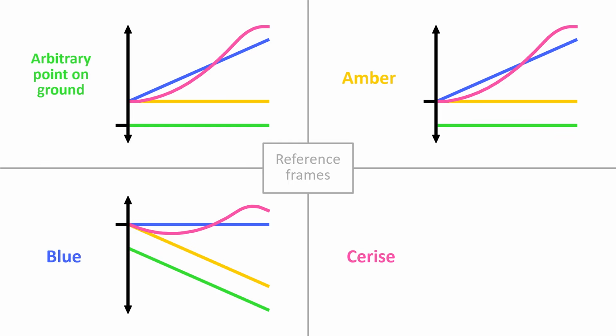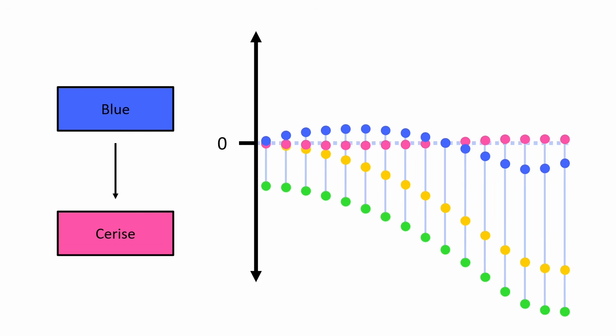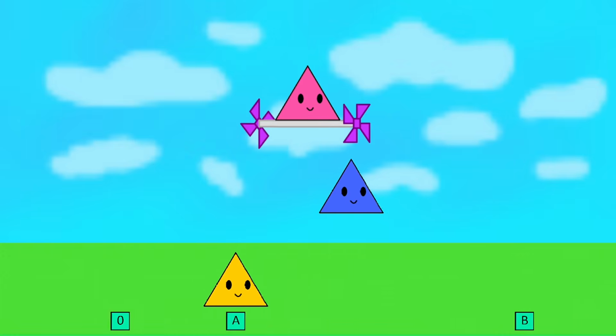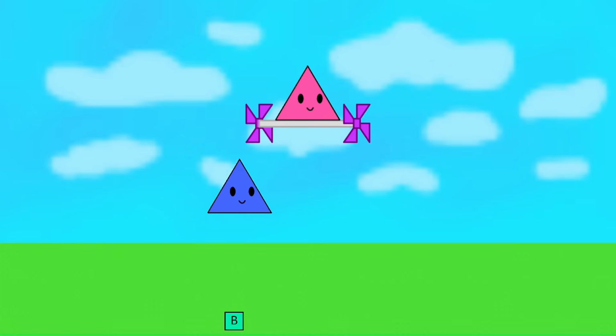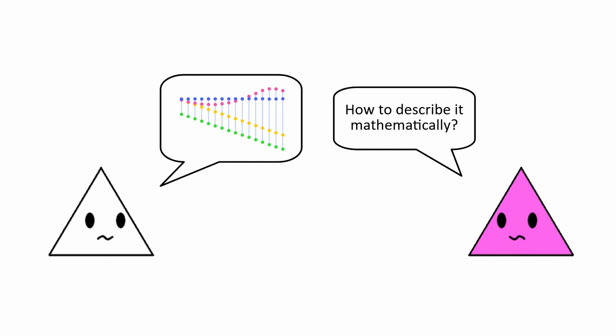Lastly, we'll look at cerise. The slice shifting does indeed still work. It actually brings cerise to a constant velocity and gives everyone else varying velocities. Again, pretty weird, but it does reflect what cerise actually sees. So shifting slices is pretty cool, but how could we define it mathematically?